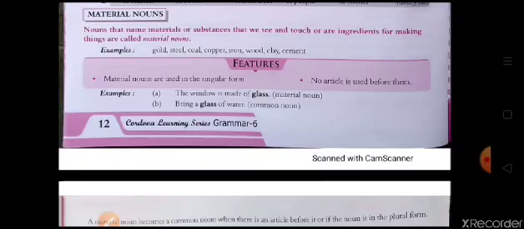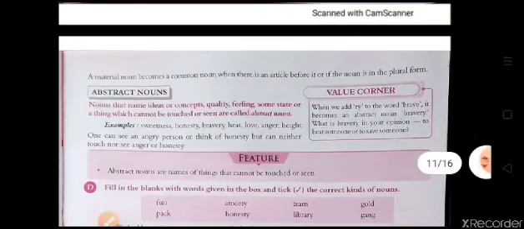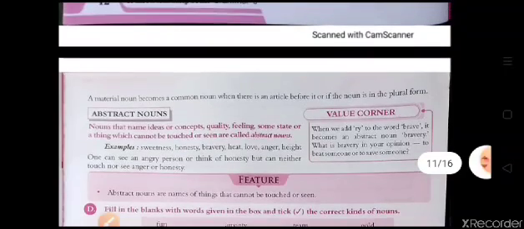The features of material nouns: material nouns are used in the singular form. No article is used before them. For example, "The window is made of glass" uses a material noun. "Bring a glass of water" uses a common noun. A material noun becomes a common noun when there is an article before it, or if the noun is in the plural form.